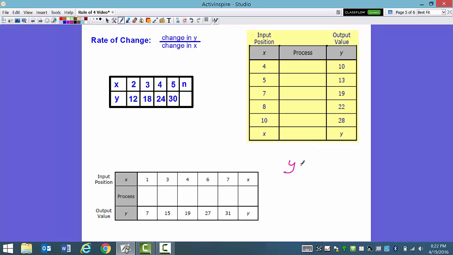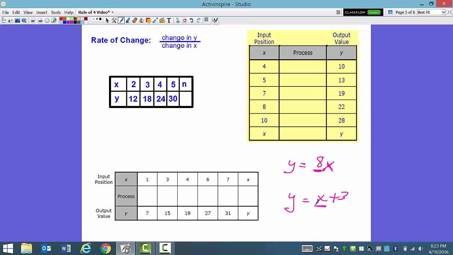Remember on our equations, we had the first one was Y equals 8X, and the second one was X plus 3. The rate of change tells you your coefficient to X. It tells you what you're multiplying X by, or how many X's you're going to have. So in this equation, the coefficient is 8. That is our rate of change.